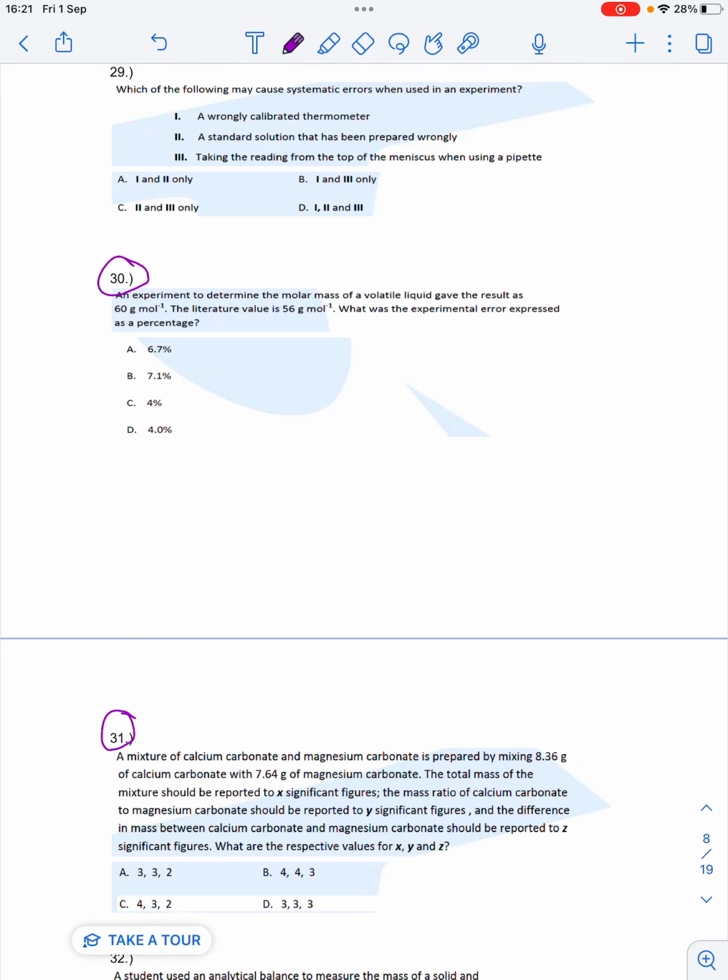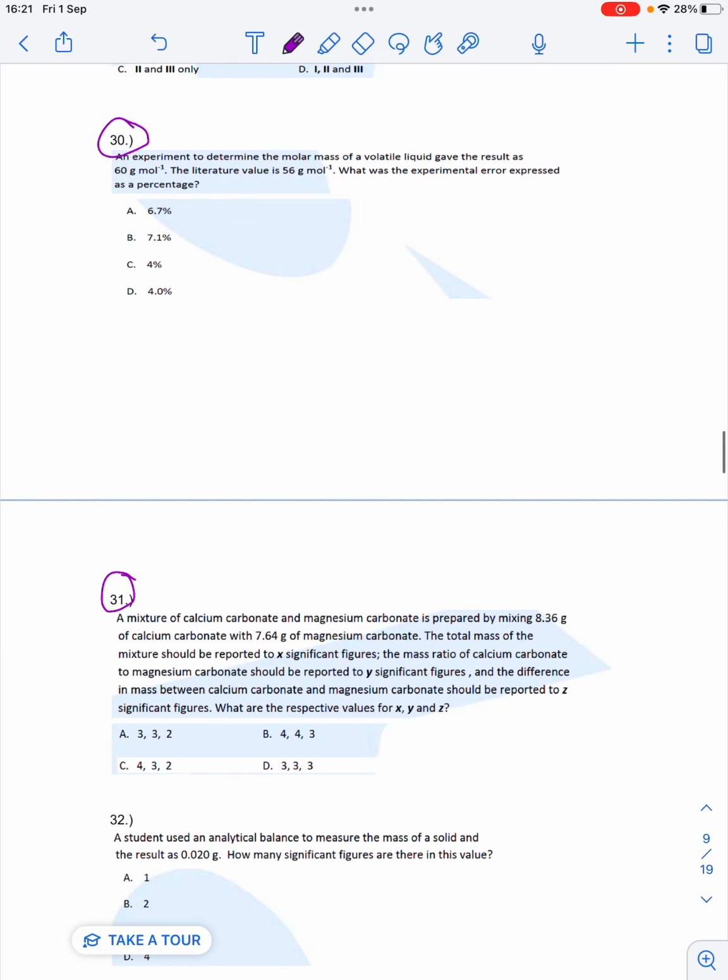Okay, so these are solutions to some IB questions about error, sig fig, uncertainty, and mole conversions. Question 30. An experiment to determine the molar mass gave the result of 60 grams per mole, and the literature value is 56 grams per mole. What was the experimental error expressed as a percentage? So the error is 4 grams per mole.